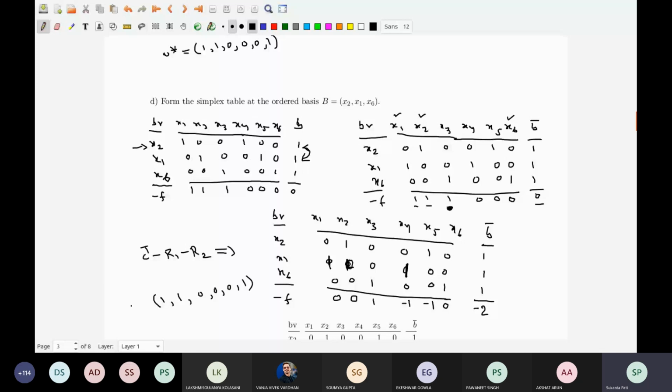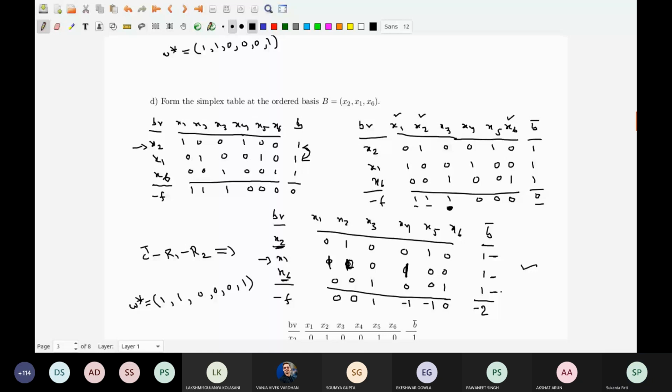See, I got the x1 value. What is the value of x1? Now x1 value is 1. What is the value of x2? Now x2 value is 1 from the B bar column. What is the value of x6? Now x6 value is 1. So this is the simplex table you are looking at, and it is giving you the information about the vertex that you are standing at. What else is it telling? Now it is telling the basis is x2, x1, x6.